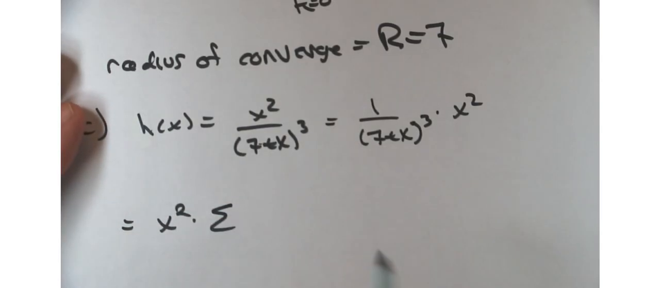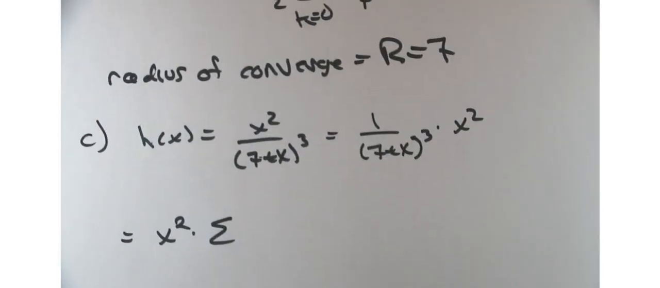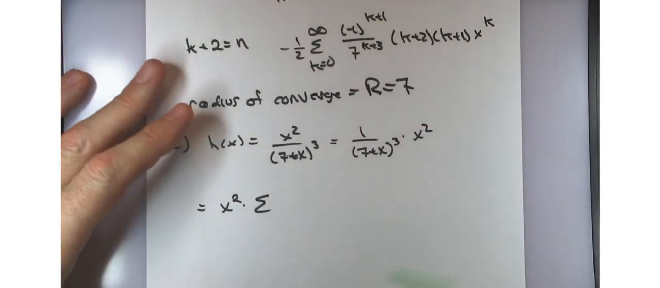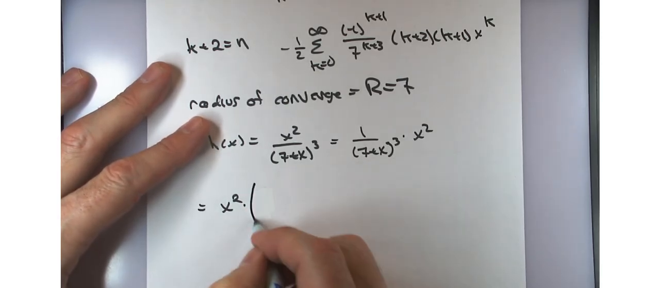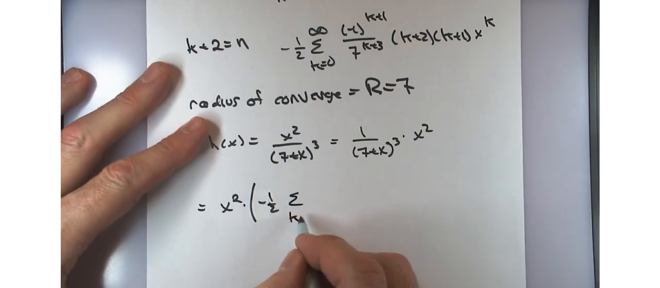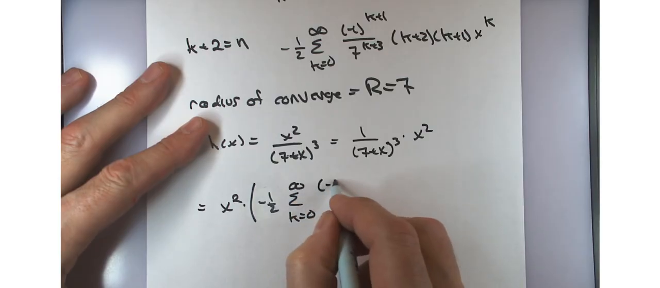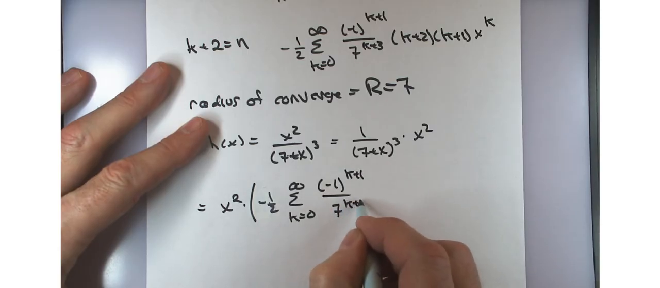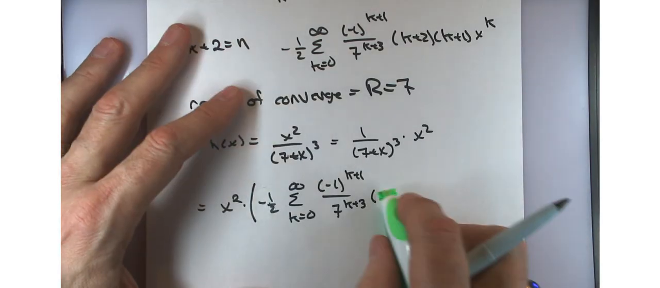I've got a -1/2 to deal with someplace. Let's just take care of it the right way. -1/2 times the sum from k equals 0 to infinity of -1 to the k plus 1 over 7 to the k plus 3, k plus 2 times k plus 1 times x to the k.